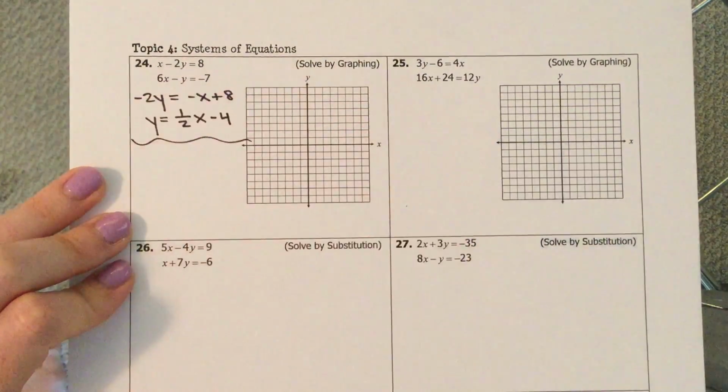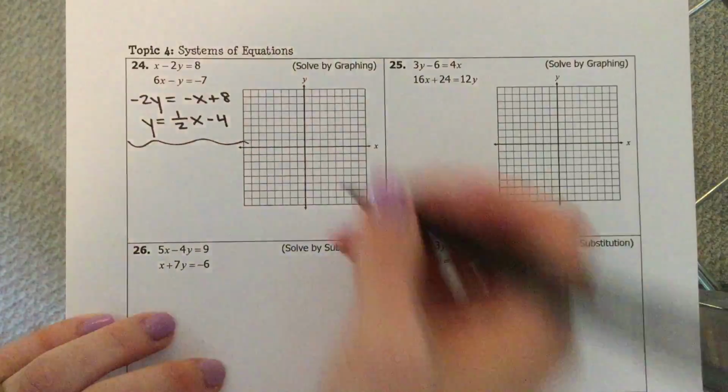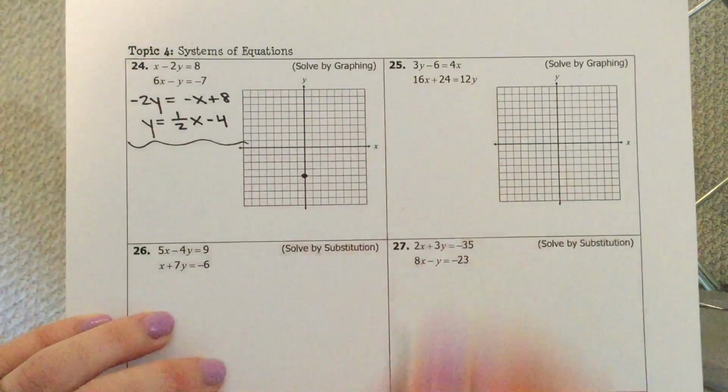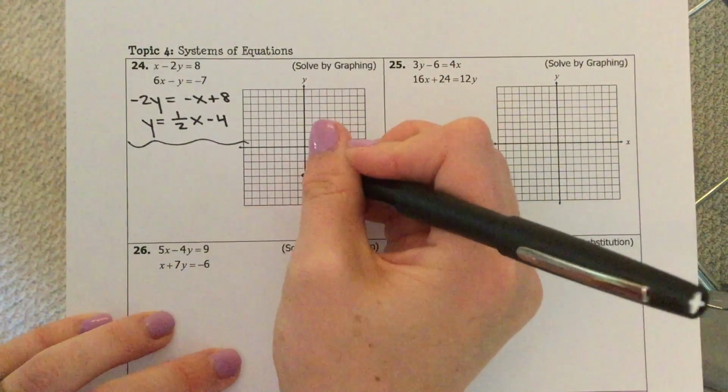Okay, so that's my first one. So let me start by plotting that. So y-intercept is negative 4. Slope is a positive 1/2, so up 1 over 2.